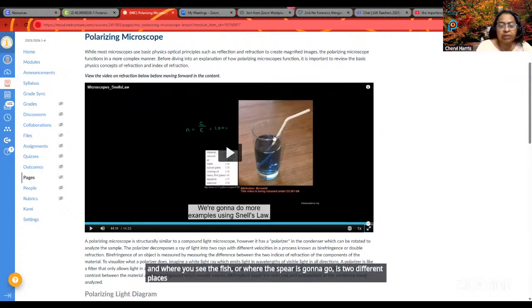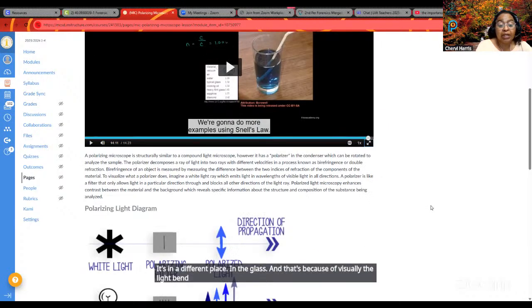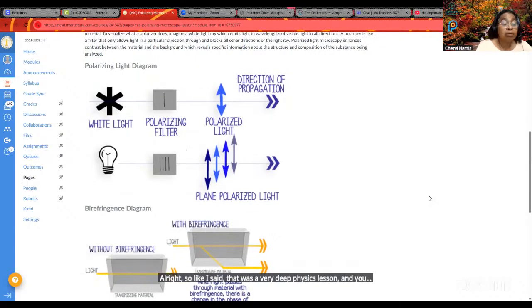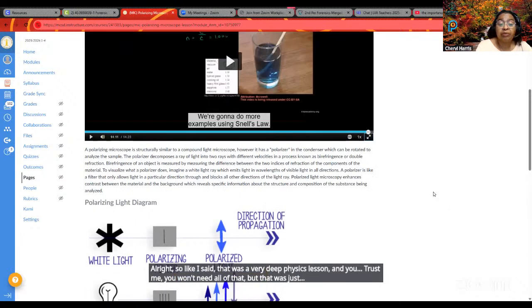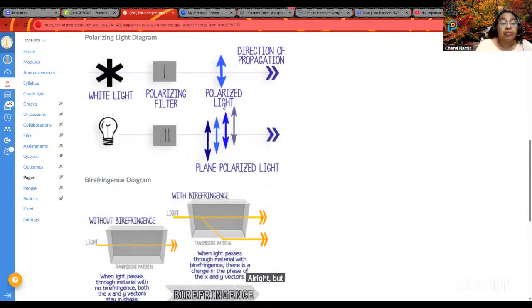So it's because you're in the air and the fish is in the water, so the light bends, like how the straw looks like it's in a different place in the glass. That's because visually the light bends. All right. So like I said, that was a very deep physics lesson, and trust me, you won't need all of that, but it was just something they included in the module, so you should watch it. But it all has to do with the light bending, this polarizing light.